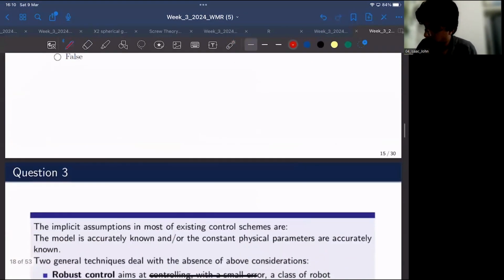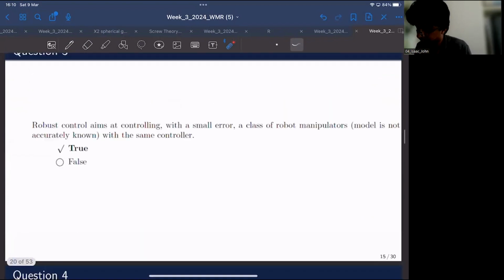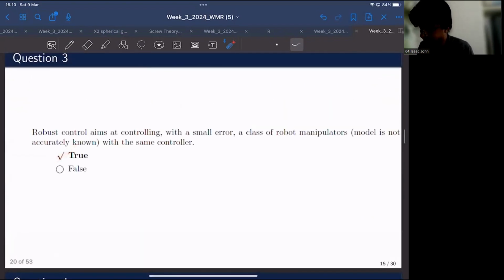If you want to check the definition of robust controller, it says aiming at controlling with a small error a class of robotic manipulators where the model is not accurately known with the same controller. So that exactly is what is being asked in the question. So the answer is indeed robust control. Yeah, so the answer is indeed true.